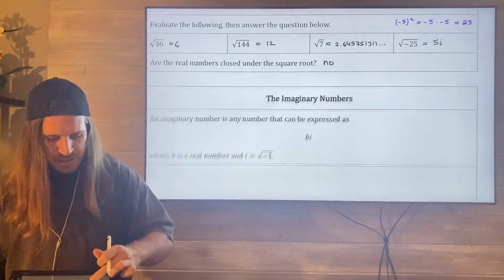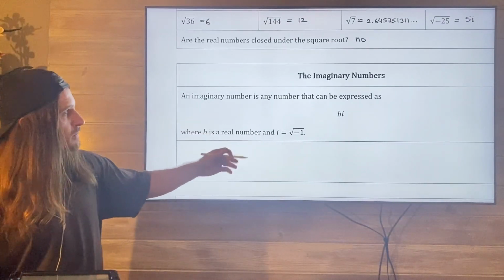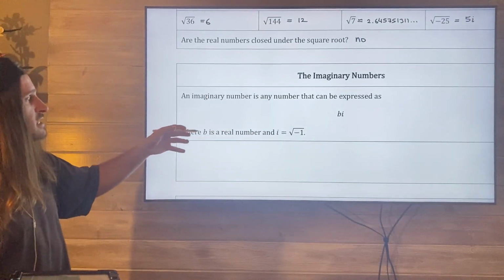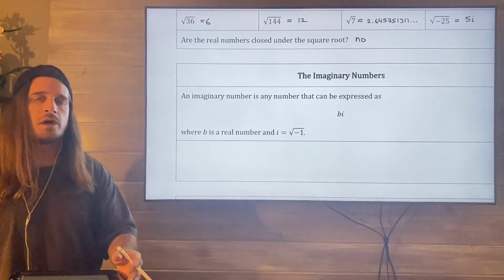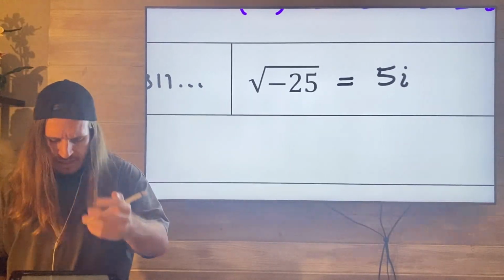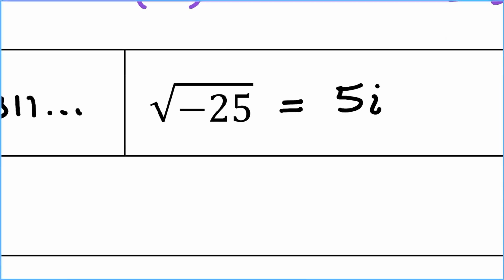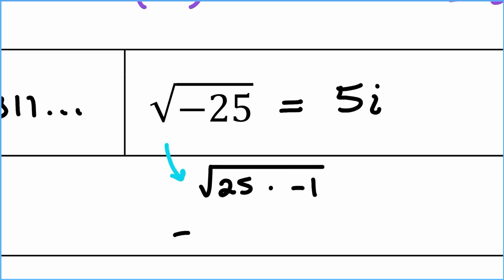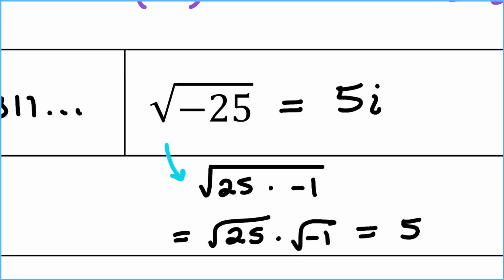But all right, so the imaginary numbers. An imaginary number is any number that can be expressed as bi, where b is a real number and i is equal to the square root of -1. Let me go back here real quick, because I didn't address that it is the square root of -1. This -25 could be broken apart into 25 and -1, right? And then I could split up this square root into root 25 times root -1. The square root of 25 is 5, and the square root of -1 is i, right? So that's where that comes from.